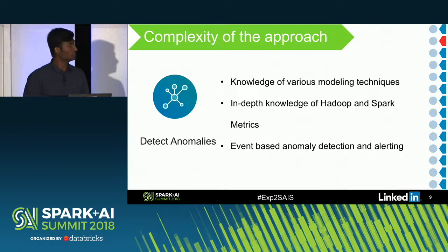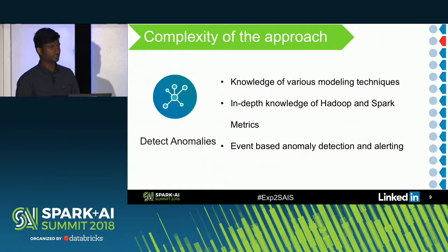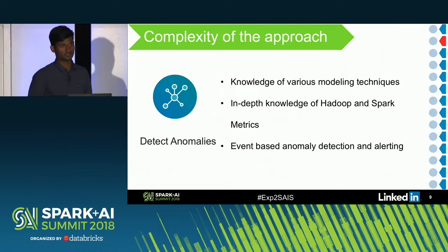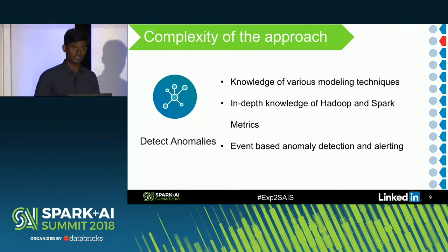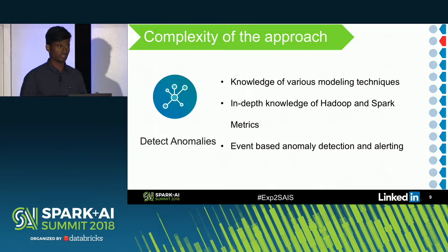You would need to know what algorithms you need to run. It requires some in-depth knowledge of the Hadoop and Spark metric system. You wouldn't want to send out anomalies or alerts for every metric, but you would need to have some event-based anomalies to detect an alert only when there is an anomaly in the entire flow rather than the individual metric.